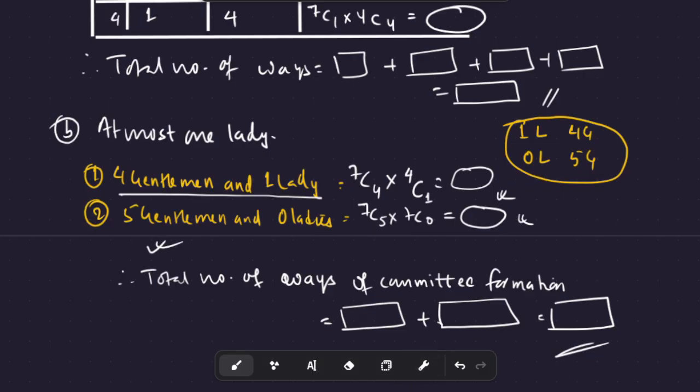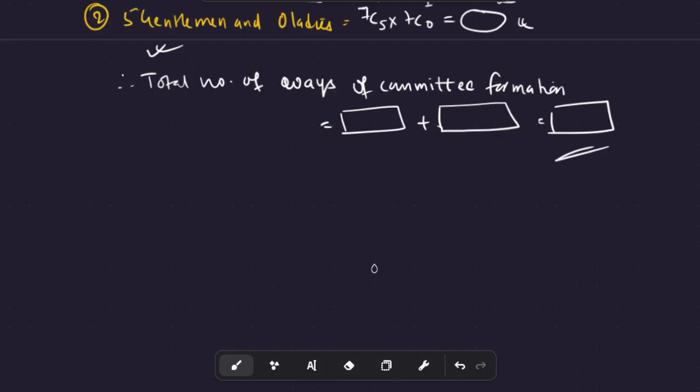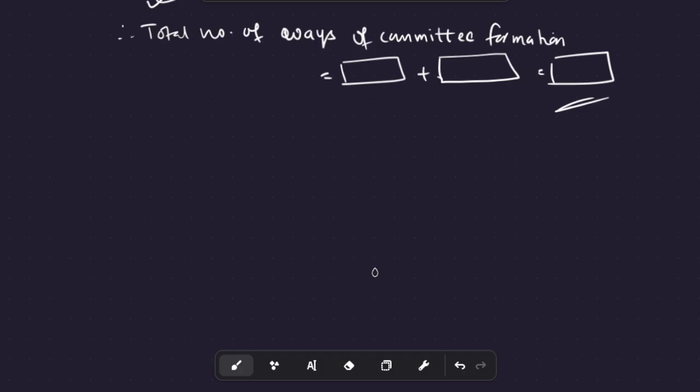Any confusion? Any difficulty? No confusion. Now is this combination clear? Yeah. Okay, if so, then I'll give one assignment today also. Only one question.